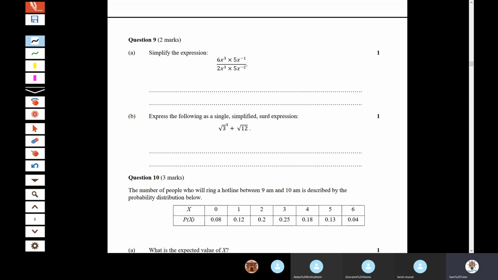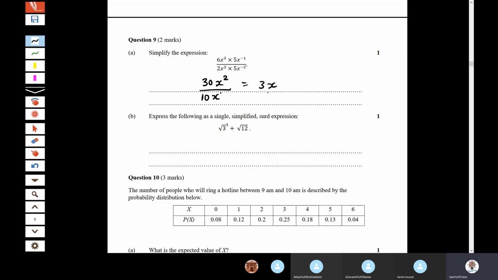The first one, 6 times 5 is 30. X cubed times x to the power of -1. When you multiply bases, you add your powers, so that becomes x squared. 3 take away 1 is 2. 2 times 5 is 10. X to the power of 3 minus 2 is just x to the 1. And then 30 over 10 is 3. X squared on x is just x. So that was an easy one, which I hope you guys got out.